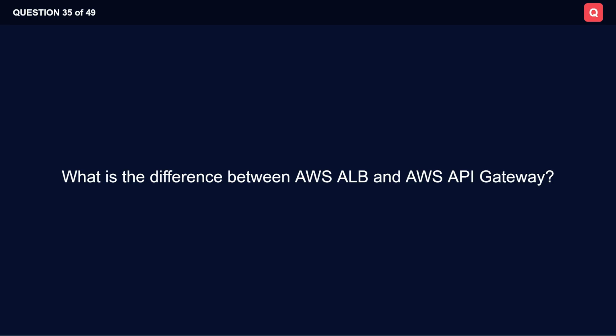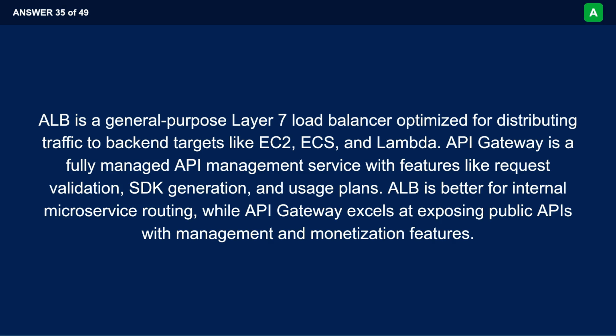What is the difference between AWS ALB and AWS API Gateway? ALB is a general-purpose Layer 7 load balancer optimized for distributing traffic to backend targets like EC2, ECS, and Lambda. API Gateway is a fully managed API management service with features like request validation, SDK generation, and usage plans. ALB is better for internal microservice routing, while API Gateway excels at exposing public APIs with management and monetization features.